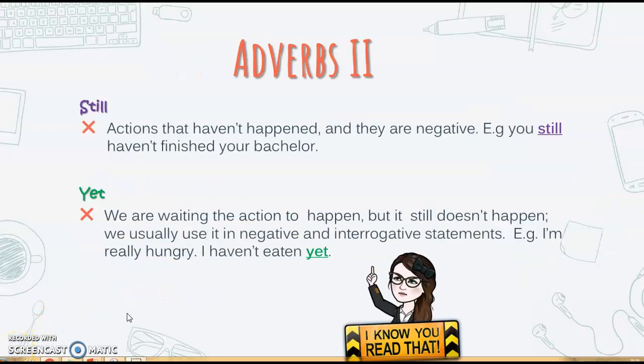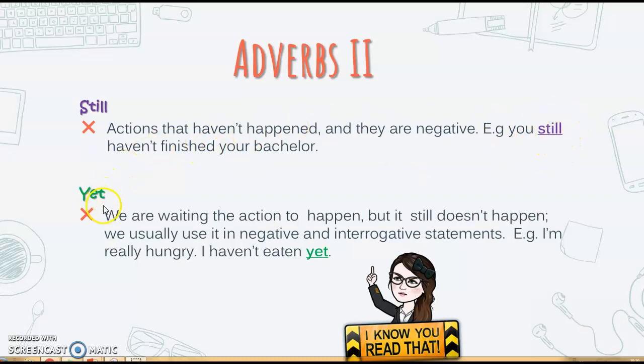We have other adverbs that help us in negative and in interrogative sentences. They are still and yet. Still is like our action, it hasn't happened yet. Okay? So, we are waiting for the action to happen. For example, you still haven't finished your bachelor. It means that you are in the process of finishing. Okay? So that's why we use still.